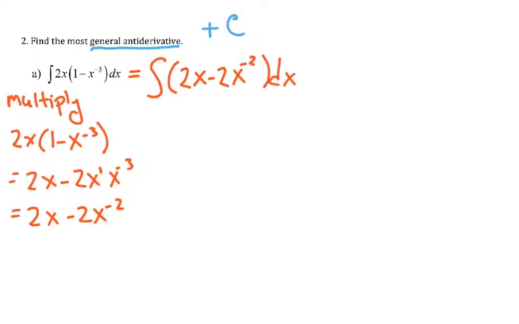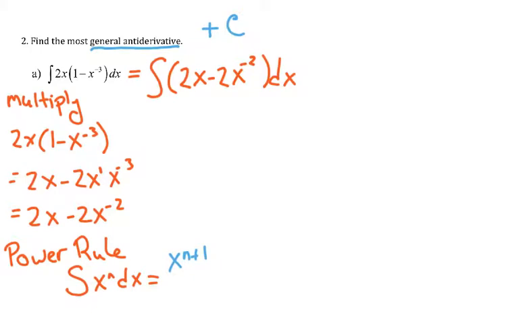Now, I know how to find the antiderivative of that. We will use the power rule. Increase the power by 1, and divide by the new power. Okay, so where does that get us?